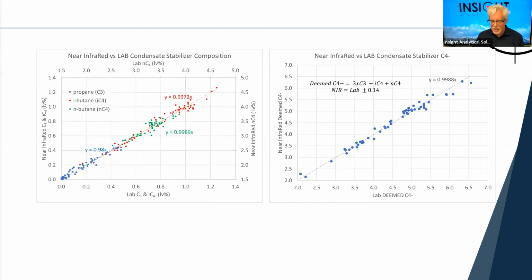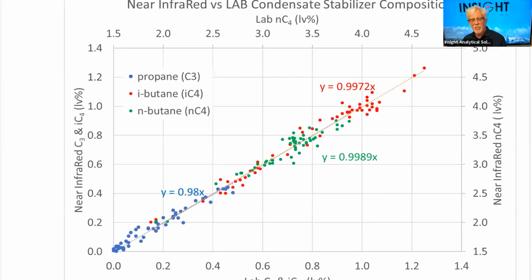Similar sort of thing on condensate stabilizers. Tried to pack a lot of data onto one graph. So the blue dots are the propane measured in the condensate, down around say 0.2 liquid volume percent. The red dots are the isobutane in kind of the 0.8% range. And the green dots are the N-butane, measured on the other y-axis and sitting around 4%. So again, we can do multiple chemical analyses on the same stream.